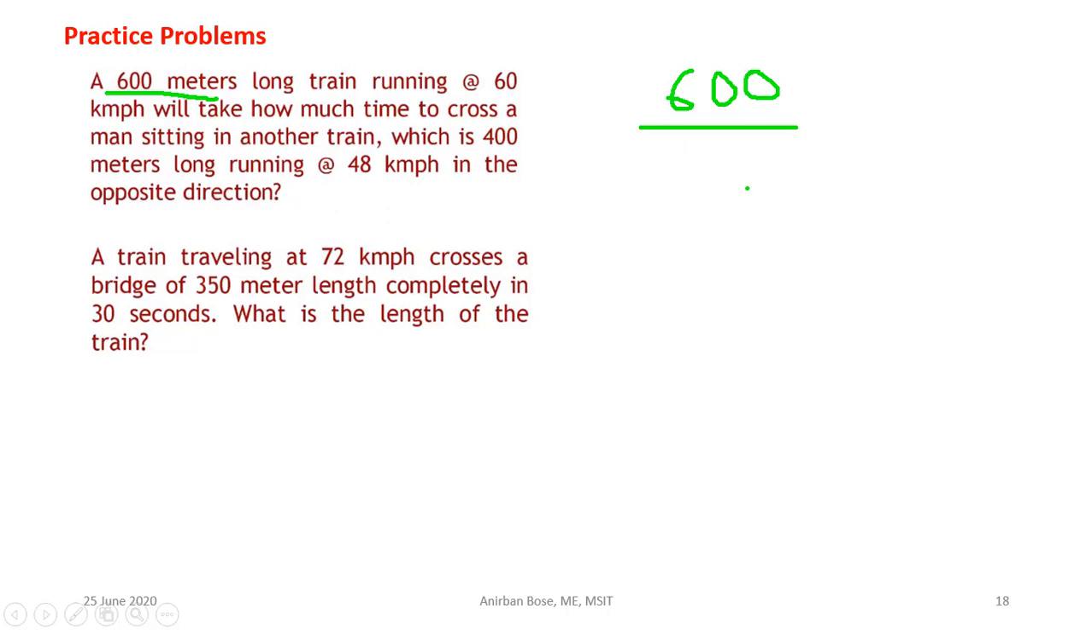But the relative velocity will be what? Since the two trains are moving in opposite directions, the relative velocity will be 60 plus 48, the velocities of the two trains in kilometer per hour. Remember this distance is in meters, so just convert this kilometer per hour into meter per second. So you have to multiply it by 5 by 18. So if you multiply it by 5 by 18, you will get this one.